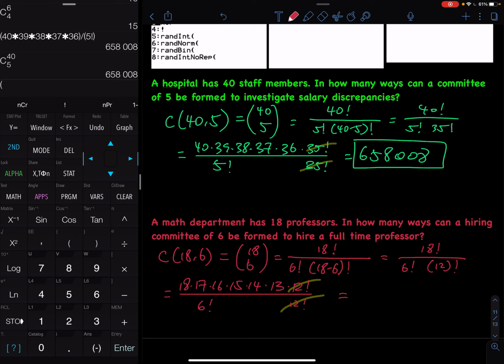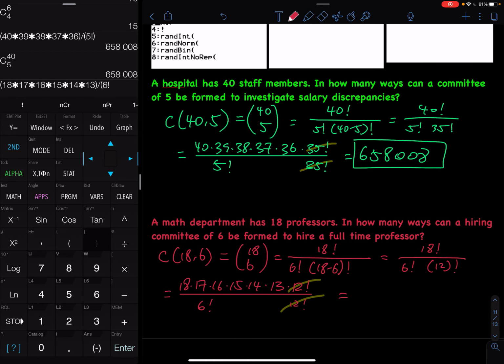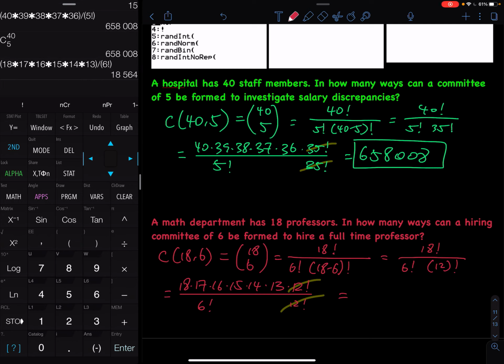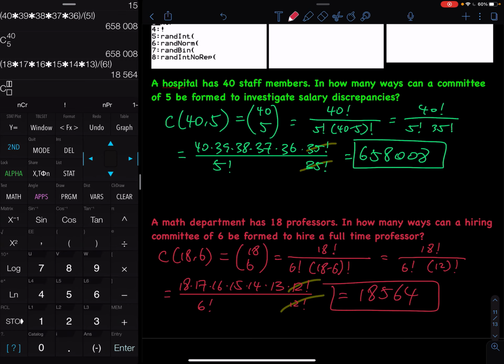So this will be 18 times 17 times 16 times 15 times 14 times 13, and then divided by 6, math, probability, factorial. There you go, 18,564. So this is using the step-by-step style. If you want to use the command, you go to math, and then probability, you select NCR, so that is line 3, and then you type 18, and then you choose 6, so that is equal to the same thing.